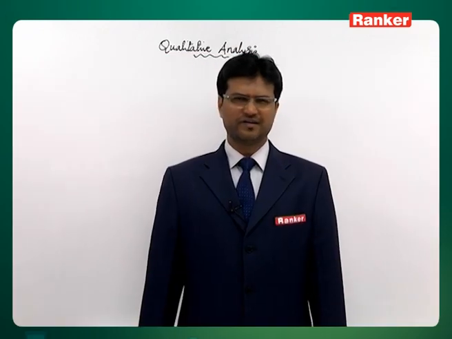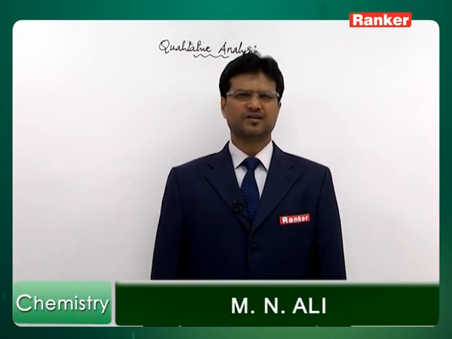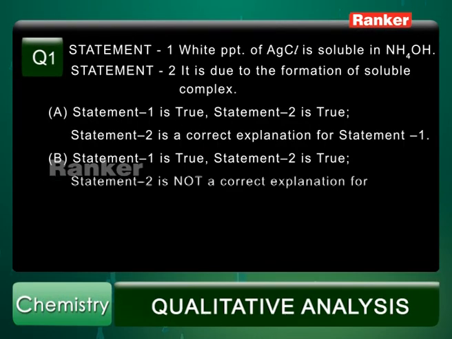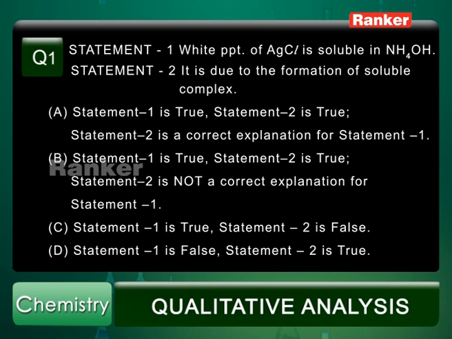The topic is qualitative analysis. Let's do some multiple choice questions based on qualitative analysis. Question number 1. Statement 1 is white precipitate of AgCl is soluble in ammonia solution. Ammonium hydroxide is called ammonia solution. And statement 2 is it is due to formation of soluble complex.